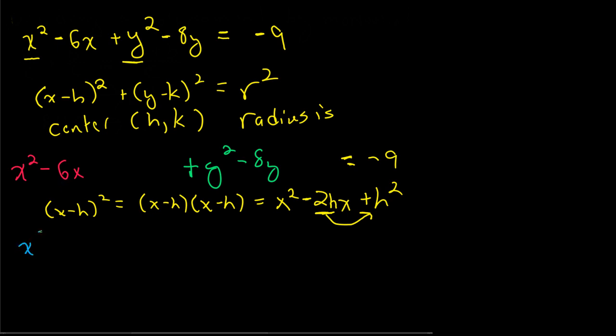So x squared minus 6x. Well, what's half of 6? It's 3. So 3 is going to tell me what h is. But I need h squared. So I take half of 6, and I'll write this over here: 6 divided by 2 equals 3. And then I square that. So 3 squared equals 9. And so I need to add 9 to this to make this portion a perfect square.